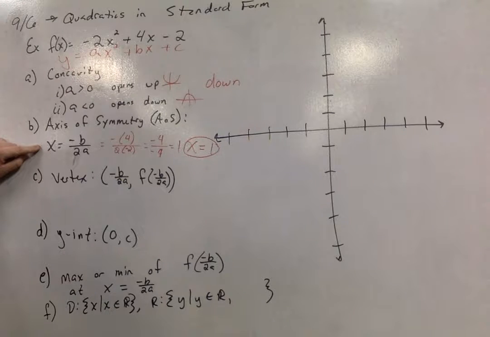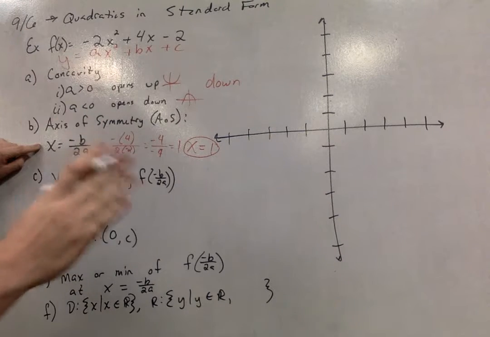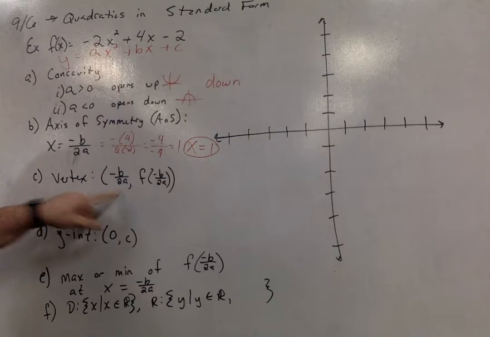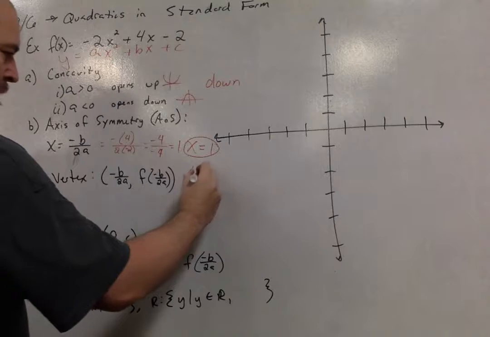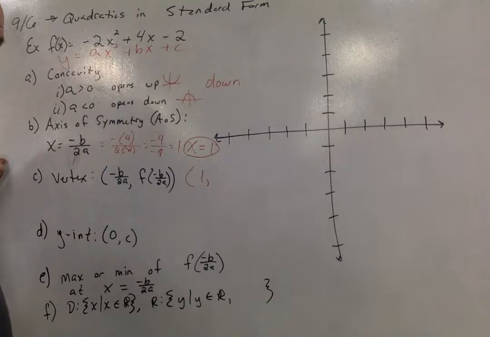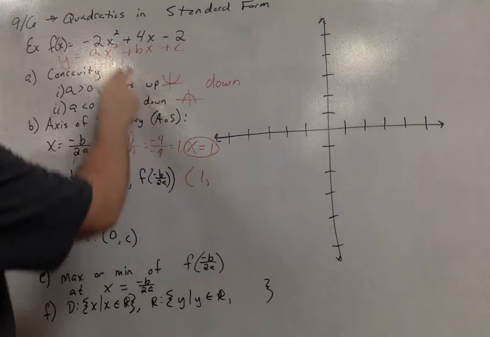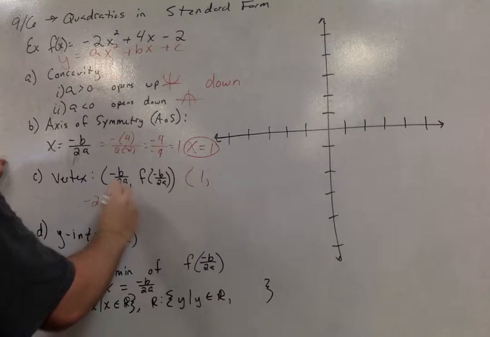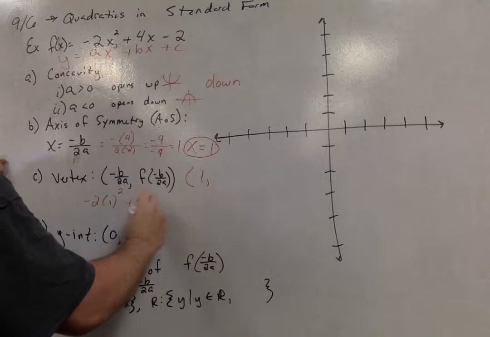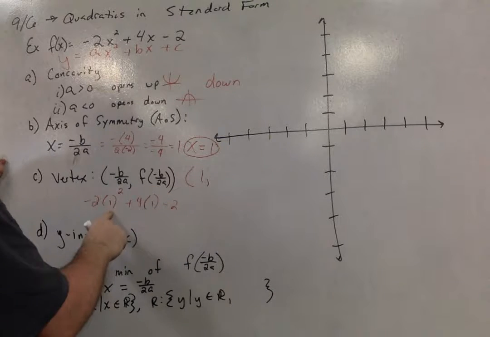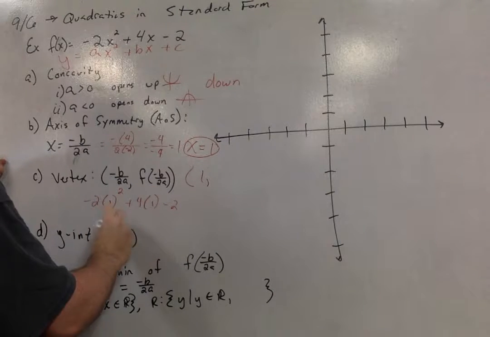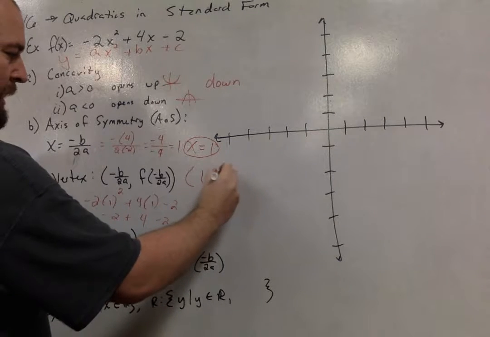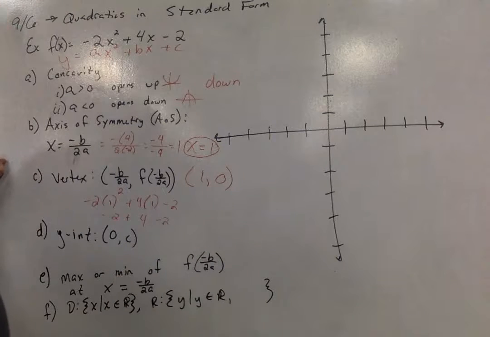Once I know the axis of symmetry, that line will always go through the vertex of the function. Therefore, I know the x value of the vertex. The x value is going to be 1. In order to find the y value, I'll evaluate this function at x equals 1. So this becomes -2 times 1 squared plus 4 times 1 minus 2. 1 squared is 1 times -2 is -2. 4 times 1 is 4 minus 2 is 0. So I end up with the point (1, 0).